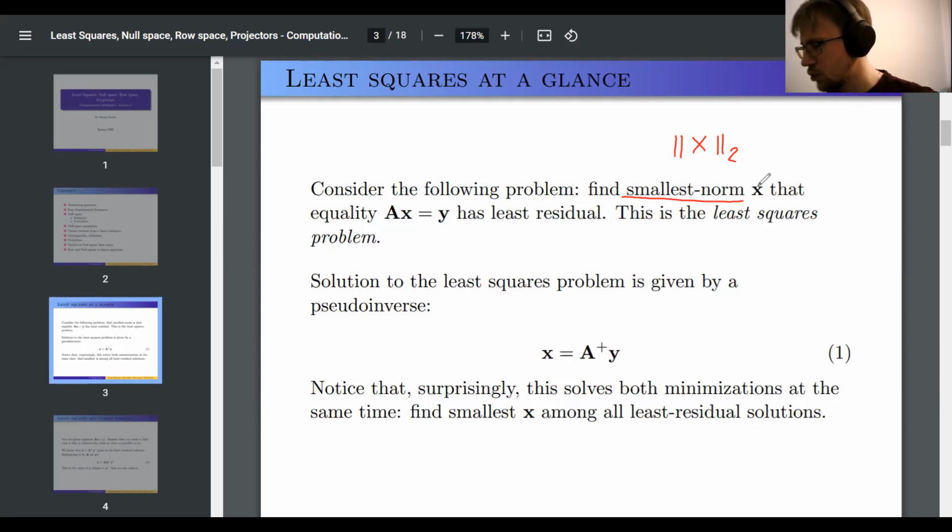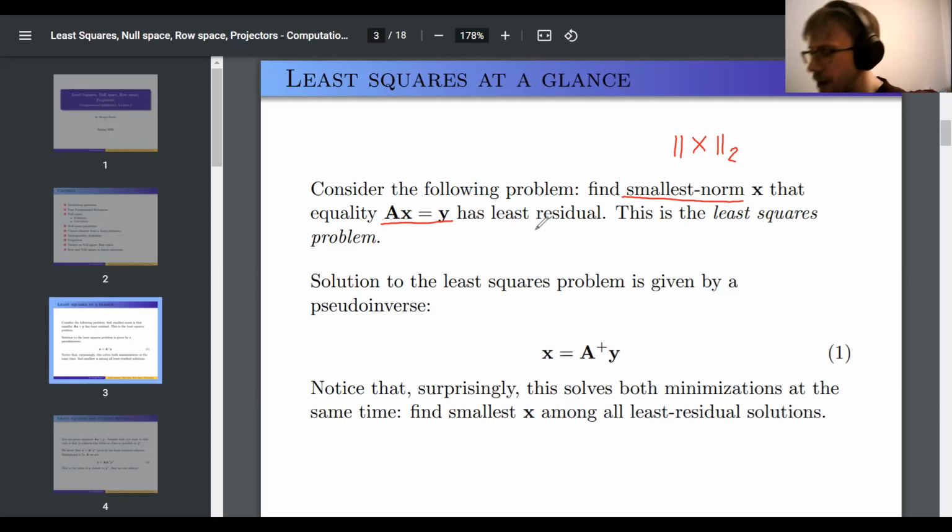But anyway, smallest norm x, and you have this equality Ax = y. And you want to find the smallest norm x such that it has the least residual. So least residual is a constraint, if you want. The smallest possible residual is, of course, 0. But sometimes if it doesn't have an exact solution, the residual cannot be 0. In this case, you'll have to find such x that the residual is as small as it can be. And out of all such x, you want to find the one with the smallest norm.